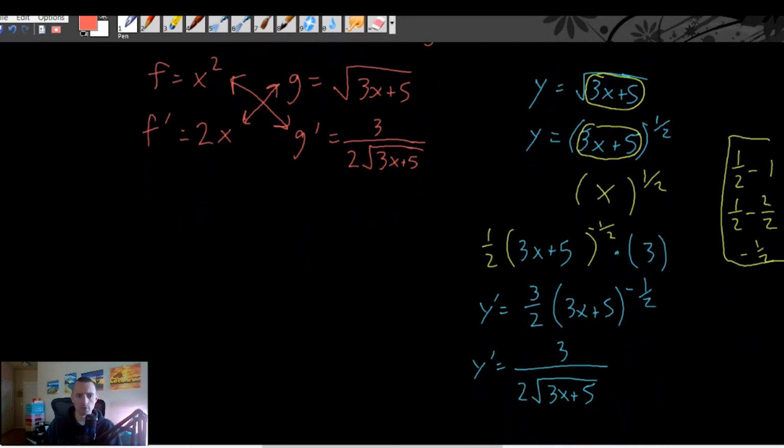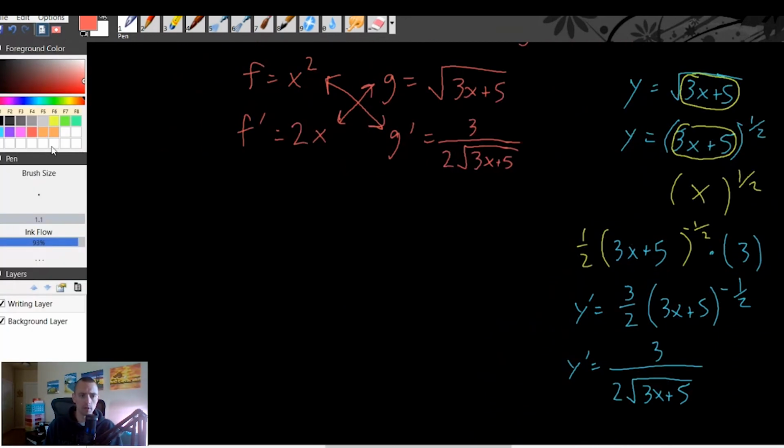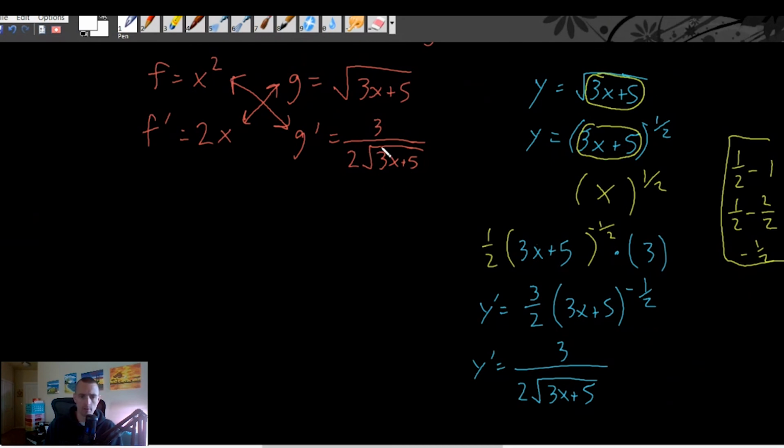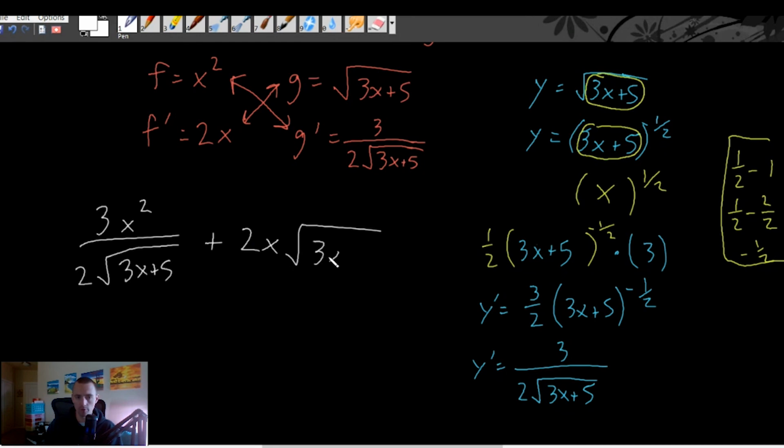So basically all we have to do is multiply f times g prime. So x squared times all this is just going to give us 3x squared on the numerator over 2 root 3x plus 5 on the denominator. And that's what we get from multiplying those across, and then we add whatever we get from multiplying this times this, so 2x times the square root of 3x plus 5. And now that's going to be the derivative of that original function.